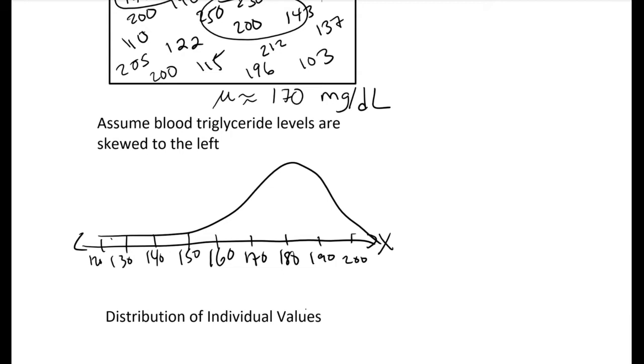Okay. Now this graph is known as the distribution of individual values. Okay, so this is just the original distribution. So this is the graph of x, right? The distribution of x.